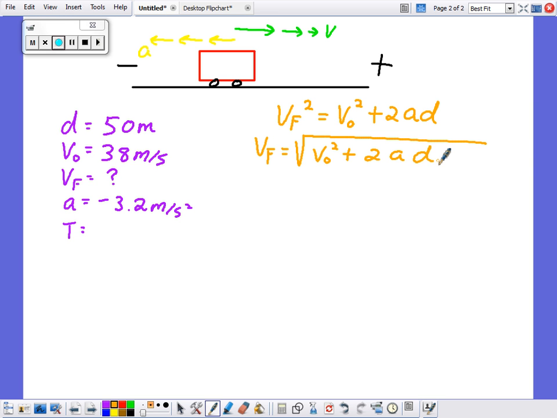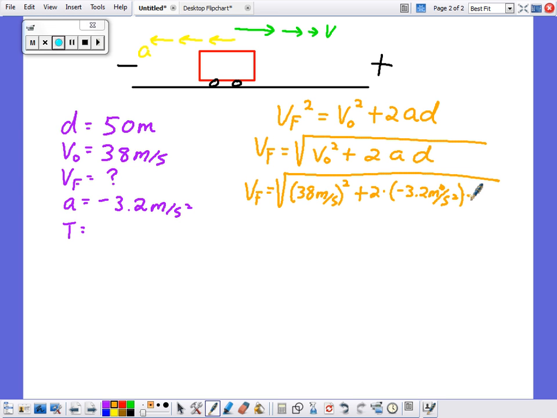From here we can plug in our numbers. VF is going to equal the square root of 38 meters per second squared plus 2 times acceleration, which is negative 3.2 meters per second squared, multiplied by the d, which is 50 meters.